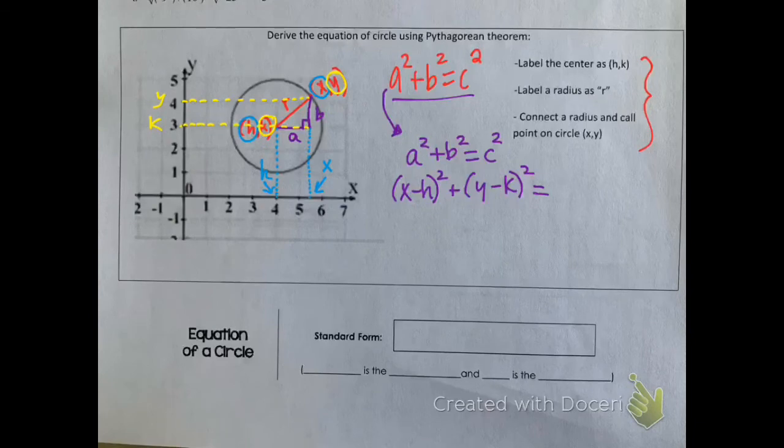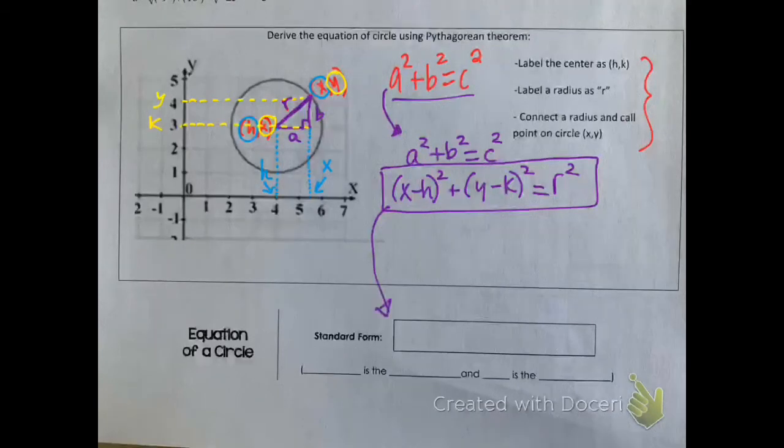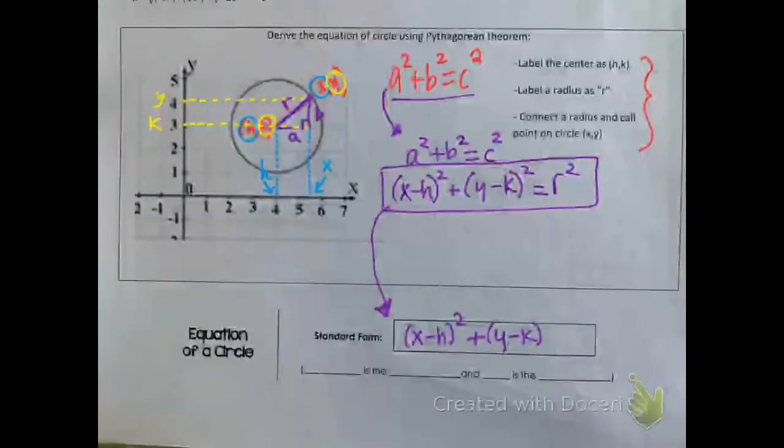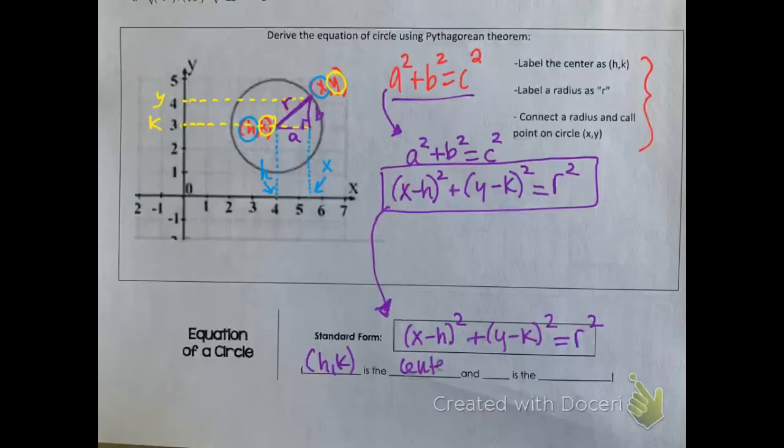And that's equal to, what is the hypotenuse? Instead of c, we're going to use r. So r squared. So in fact, this is the equation of a circle. It's just the Pythagorean theorem rewritten using different letters. So (x minus h) squared plus (y minus k) squared equals r squared. And then h and k, that was the center of the circle, right? And r is the radius.